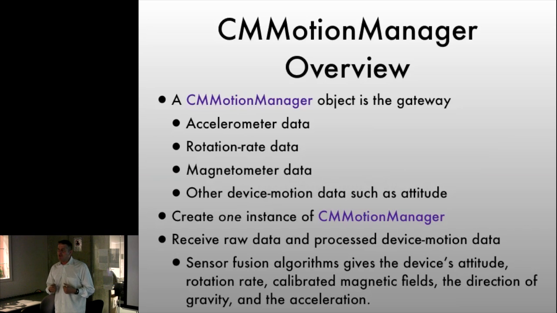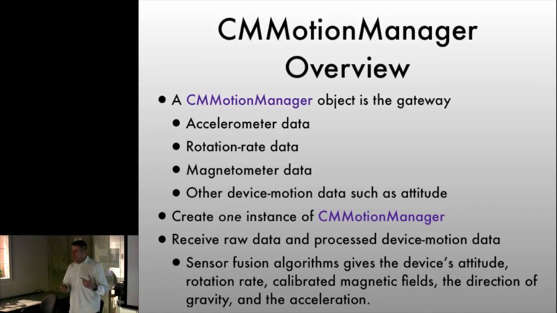The CMMotionManager object is the gateway to all of the Core Motion functionality. It incorporates the accelerometer data, and I'll talk about that in a second. It incorporates the rotation rate, the magnetometer data for which direction the phone is facing in absolute coordinates, and other device motion related data like the attitude, or the angle and the direction and the pitch that it's being held at. This is just an overview. I'm going to talk a little bit more about these in a second.